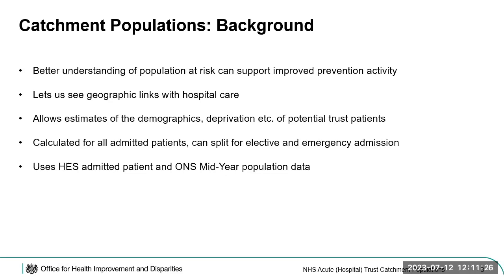We calculate them for 3 types of admissions: elective, all admissions, and emergency admissions. The data is also available split by male and female and quinary age bands.